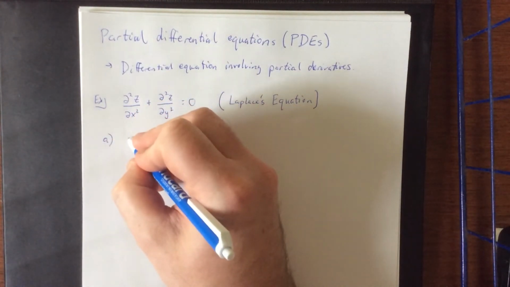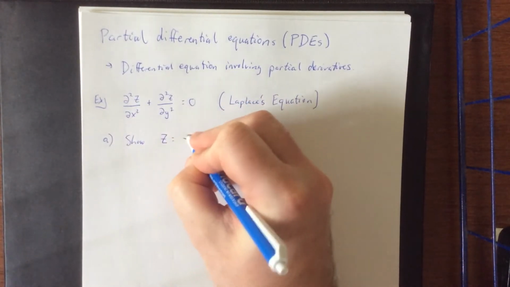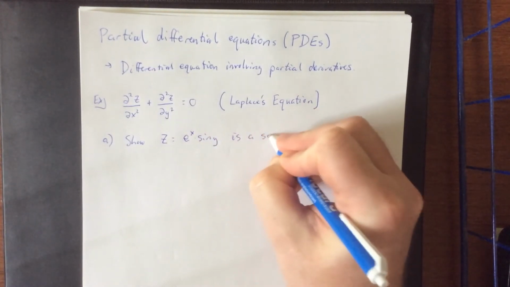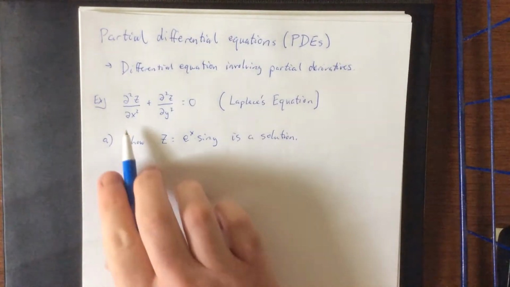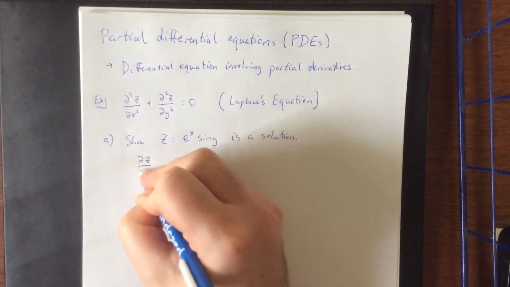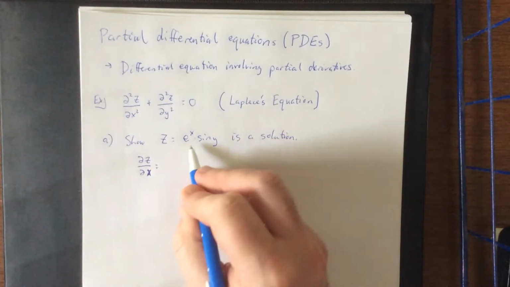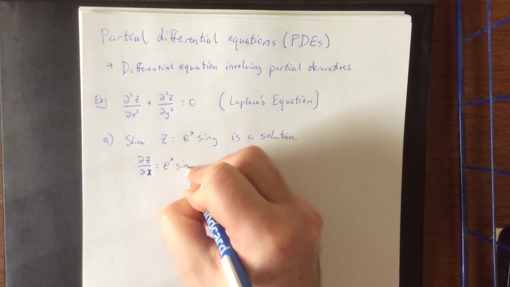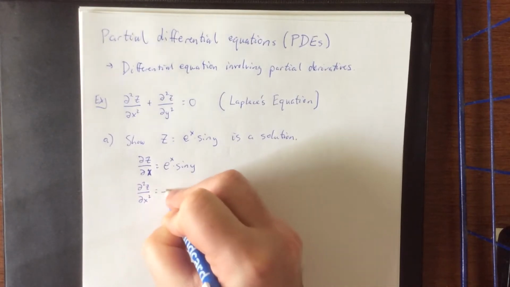So first thing I'd like to do is show that z equals e to the x times the sine of y is a solution. Now, in order to do so, we're going to need a couple of second partial derivatives, so we'll go ahead and evaluate those. So the first derivative of z with respect to x would be treating y as a constant and differentiating e to the x, which isn't going to do a whole lot. And the same is going to hold true for the second derivative.